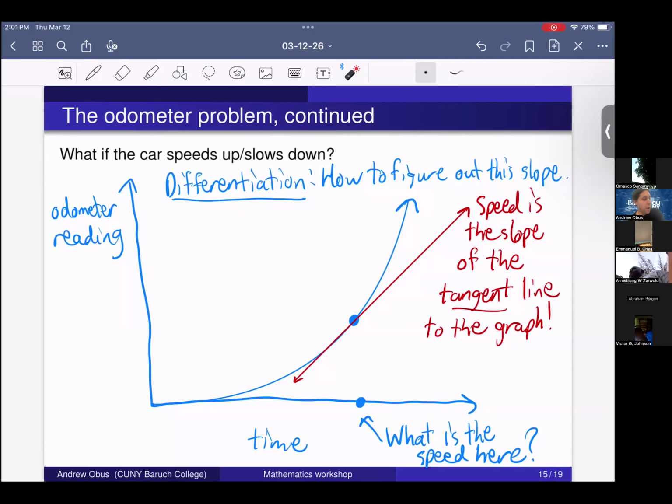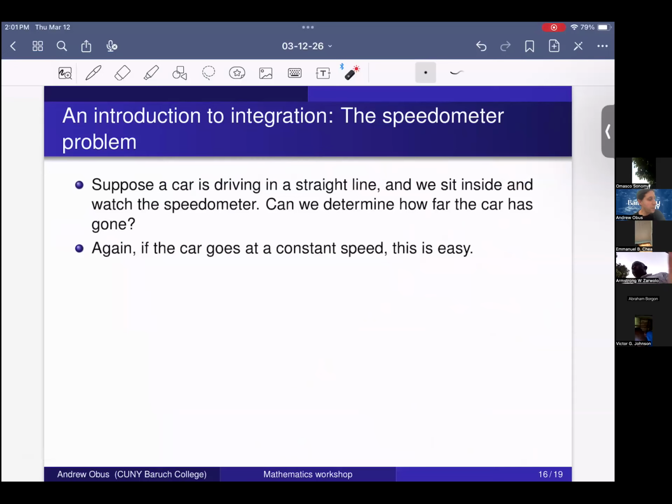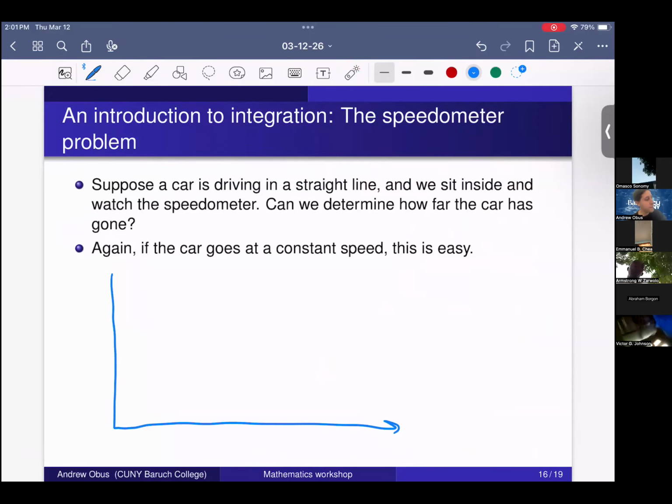Okay, so we have a different problem, which I call the speedometer problem. Suppose a car is driving in a straight line and we sit inside and watch the speedometer. Can we determine how far the car has gone? And again, if the car goes at constant speed, this is easy. So now we're watching the speedometer.